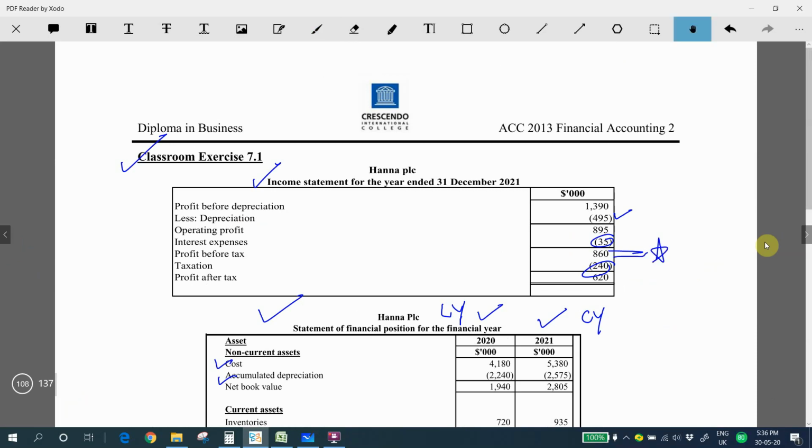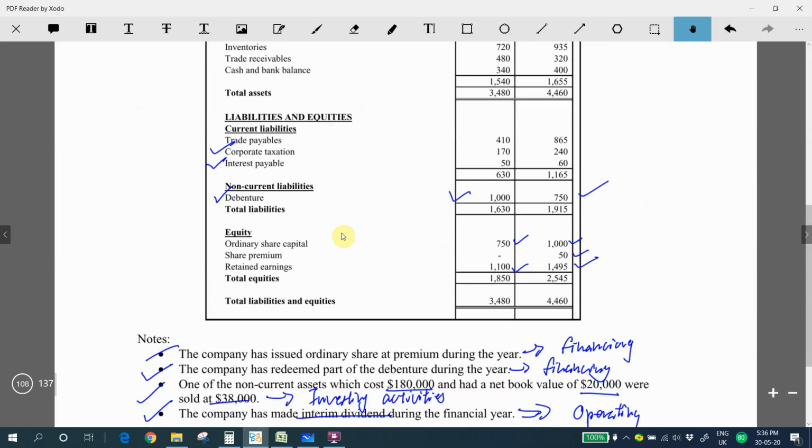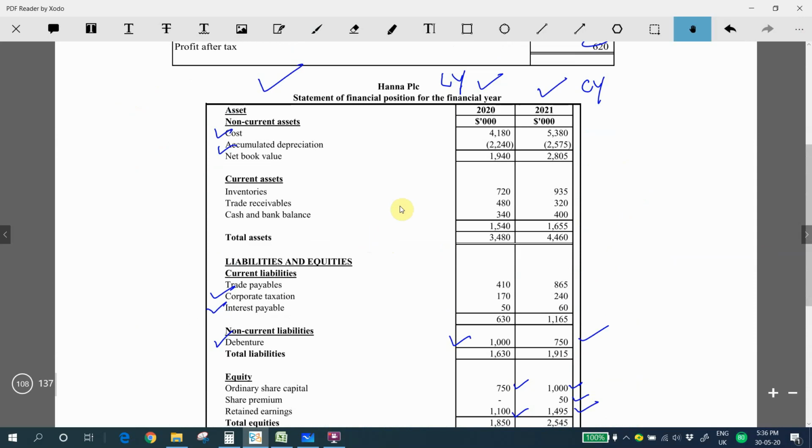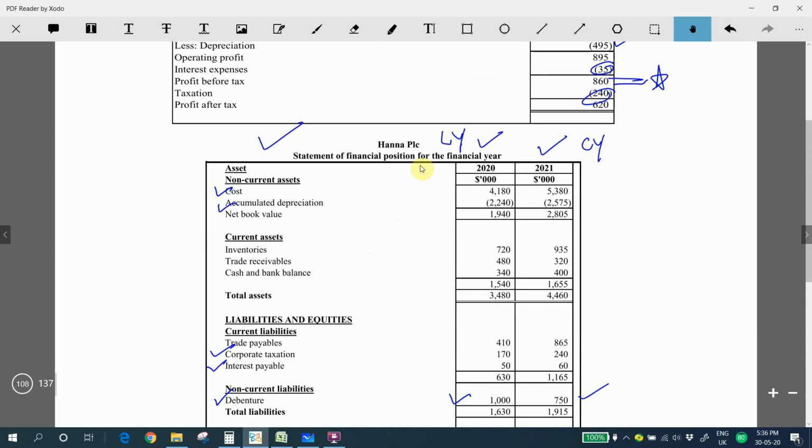This is the explanation. So we have explained all the adjustments that we are required to do for the cash flow statement. In the next video, I'm going to prepare a complete cash flow statement for you.